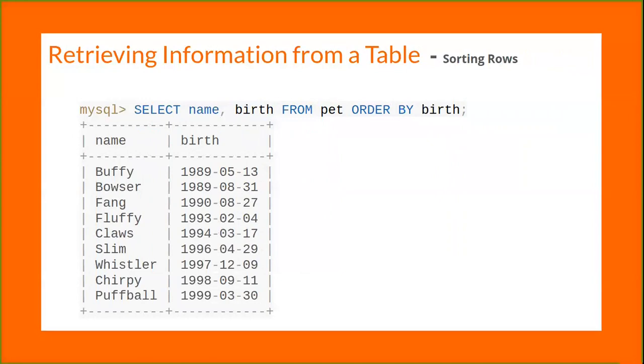You can also sort rows in a table. You may have noticed in the preceding example that the result rows are displayed in no particular order. It is often easier to examine query output when the rows are sorted in some meaningful way. To sort a result, use an ORDER BY clause. Here are the animal birthdays sorted by date: SELECT name, birth FROM pet ORDER BY birth.